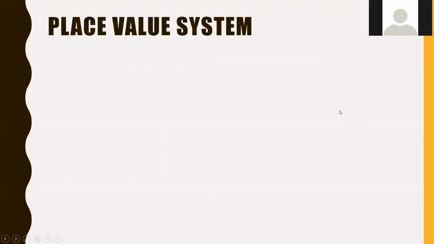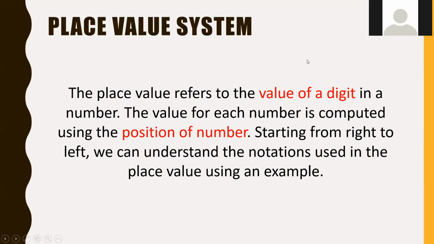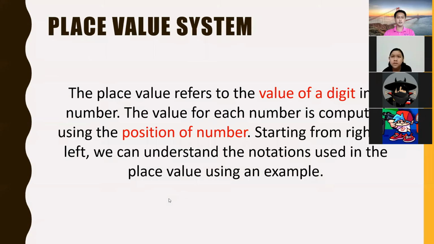So let's go with the place value system. A place value refers to the value of a digit in a number. The value of each digit is computed using the position of the digit, starting from right to left. We can understand the notation used in the place value using an example.